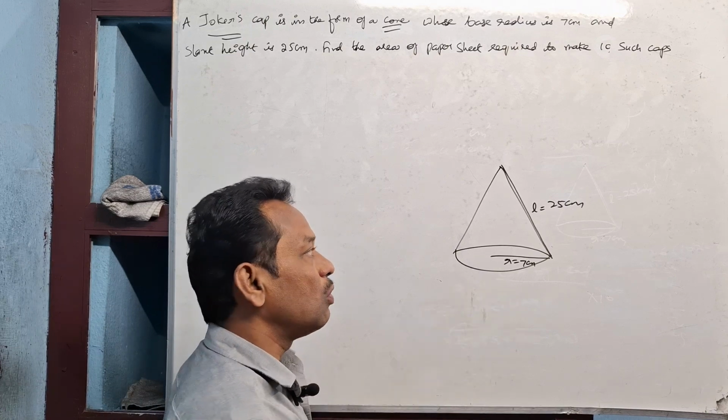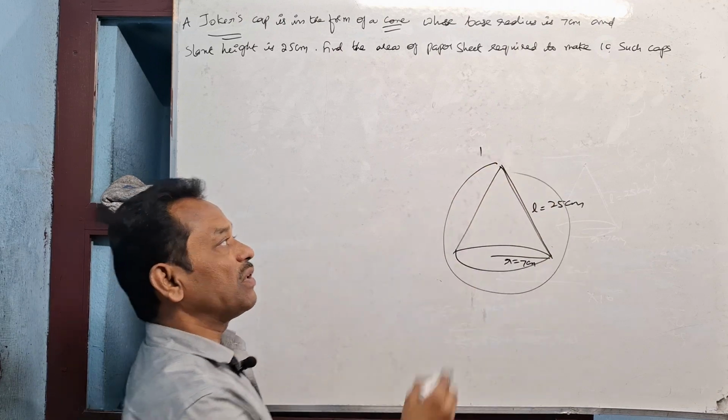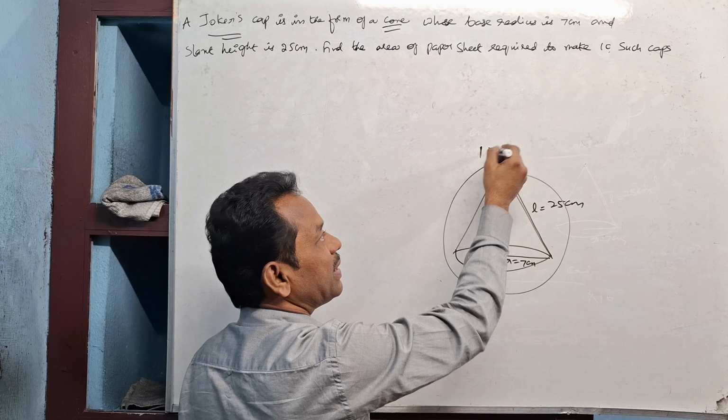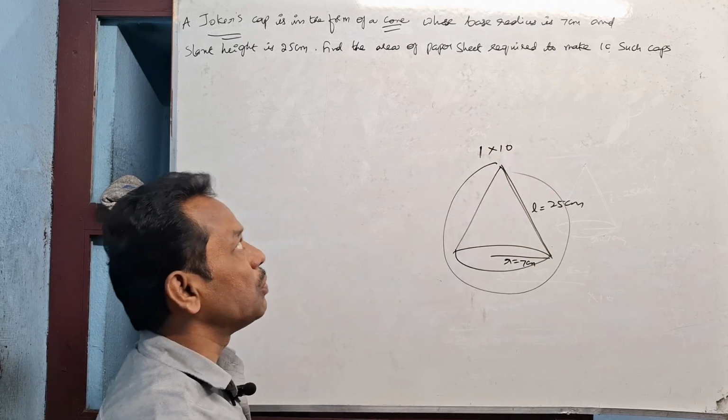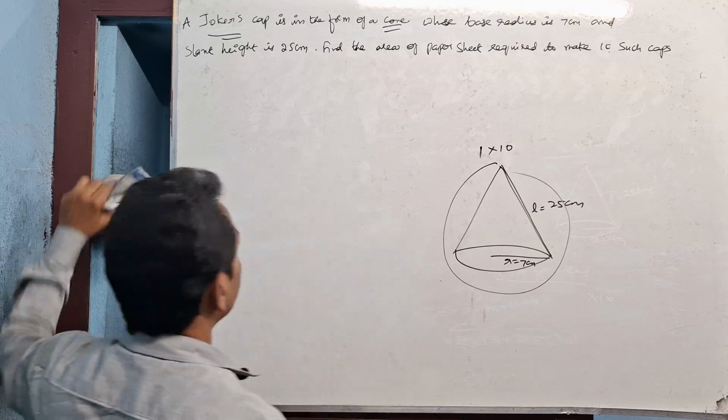First, what I'll do, let me find the LSA of 1 cap. Then after getting the LSA of 1 cap, let me multiply that with 10. Then that gives you the area of the paper sheet required to make 10 caps. So let us go for LSA first.